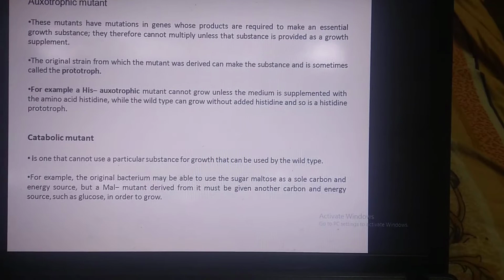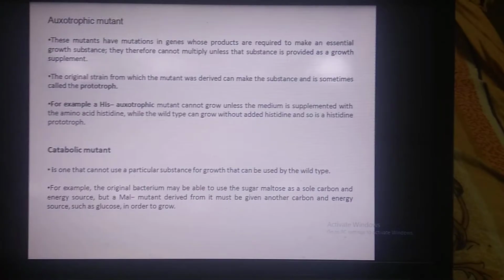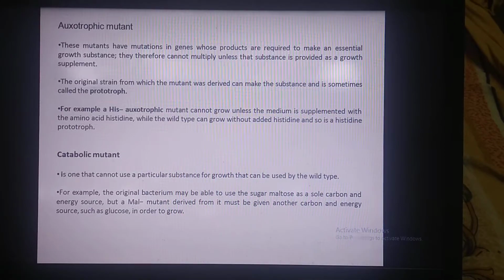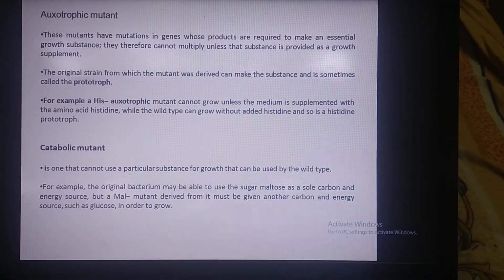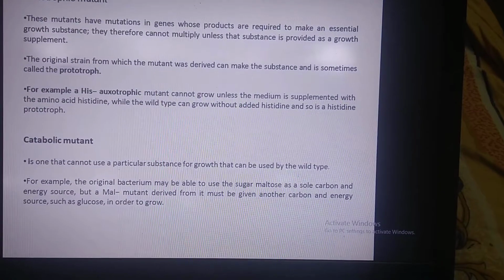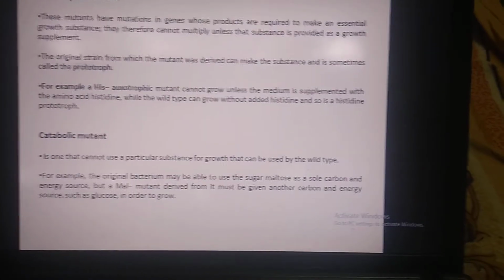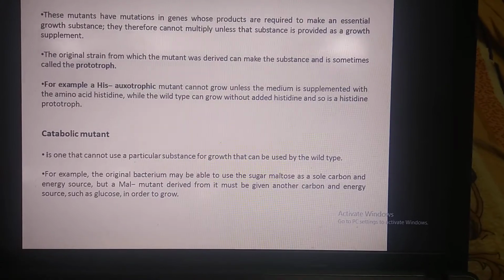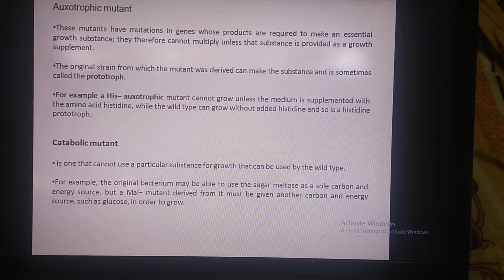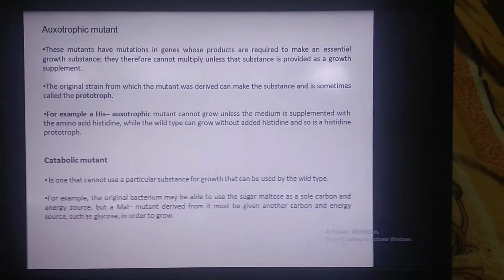Prototroph. Okay. Prototroph is what? This is a wild type which has the ability to synthesize that particular metabolite, and it can grow well without supplementing that particular thing into its growth medium. While the mutant here, for example, this is his minus auxotrophic mutant. It cannot grow unless you supplement histidine into its growth medium. So these auxotrophic mutants are very, very important when you study molecular biology.